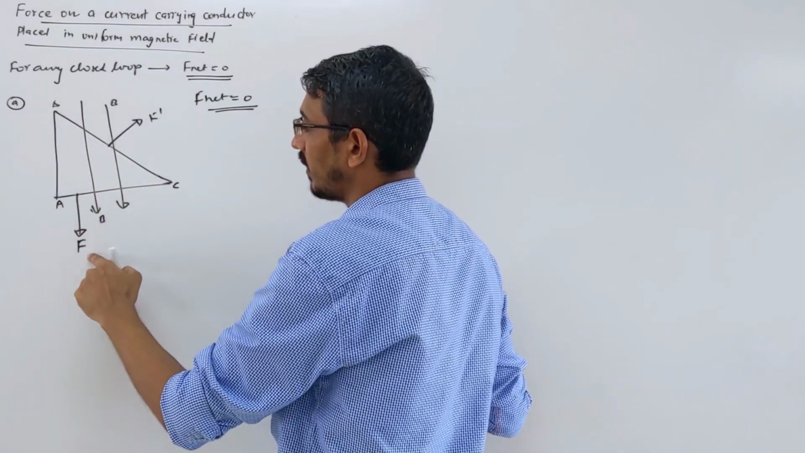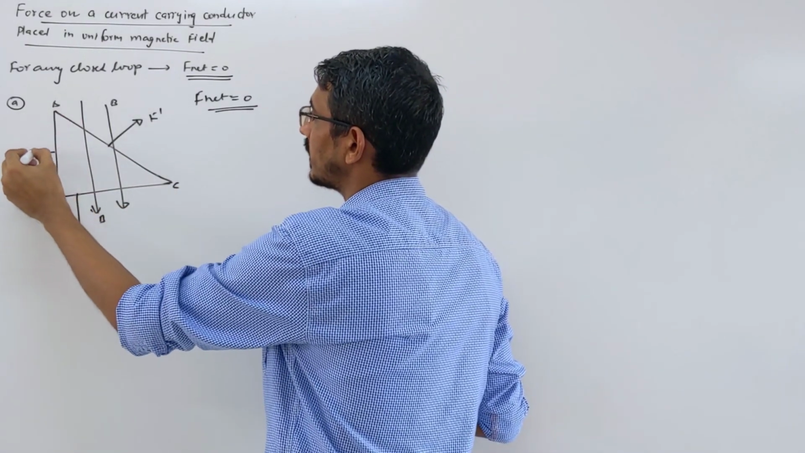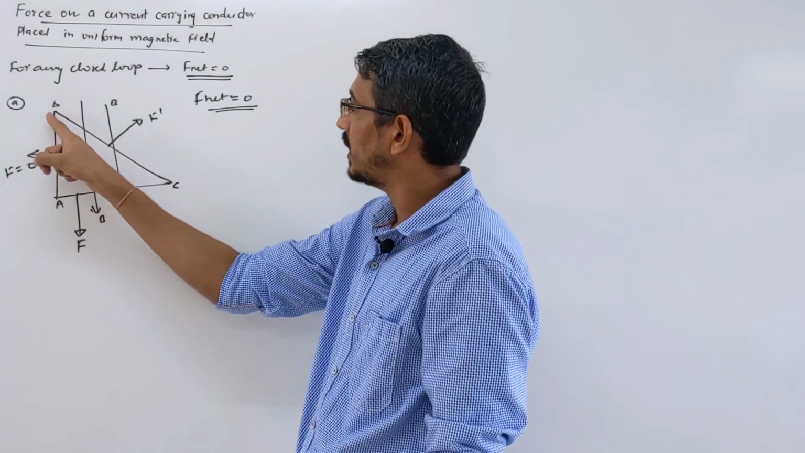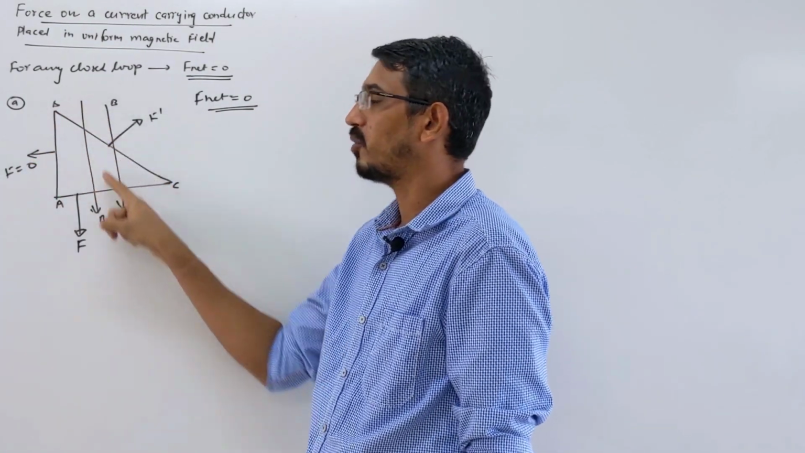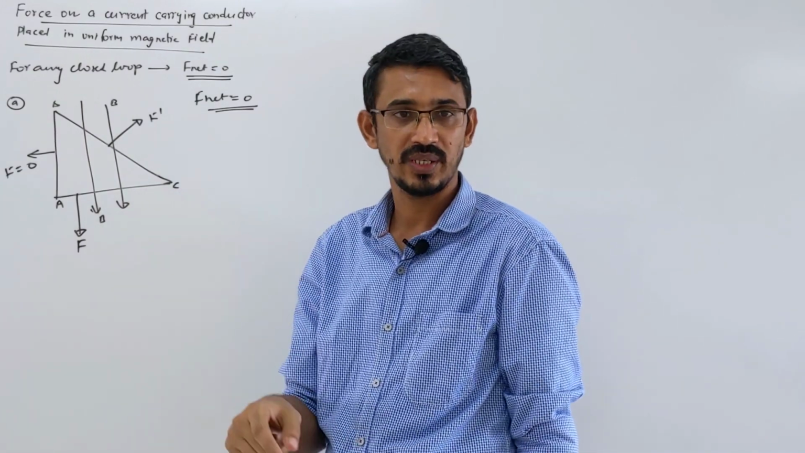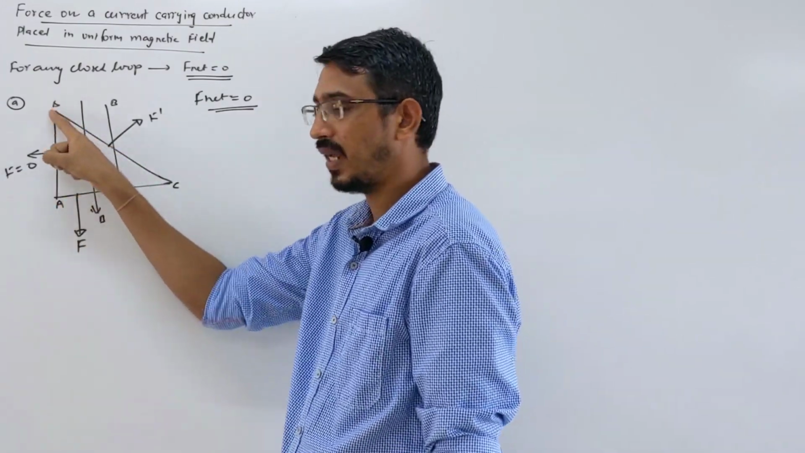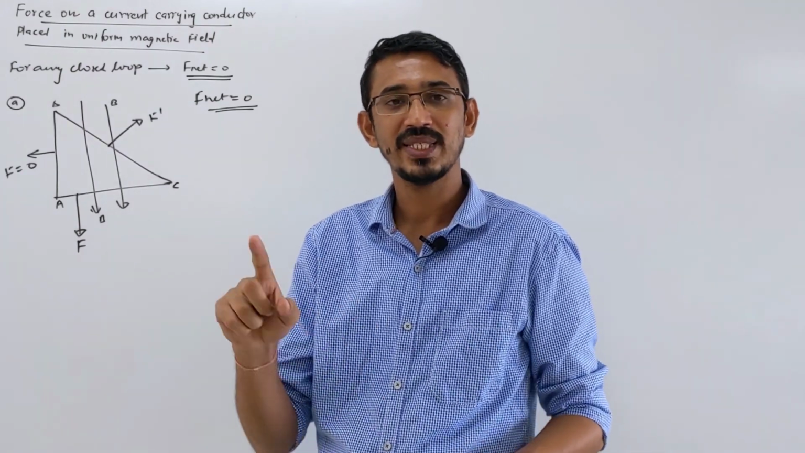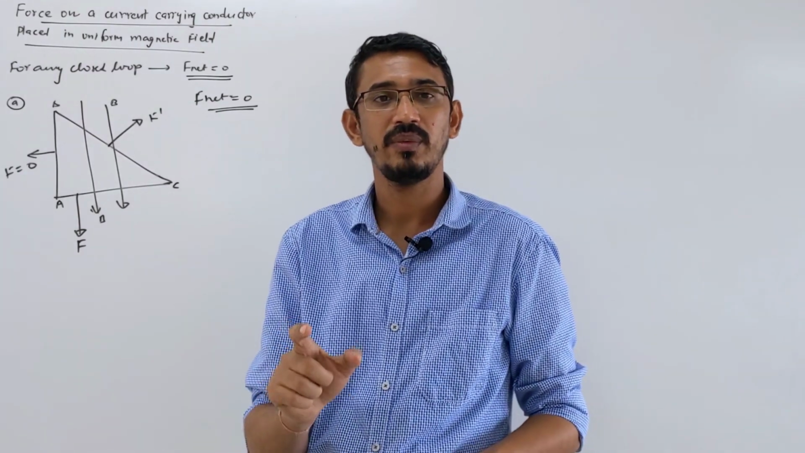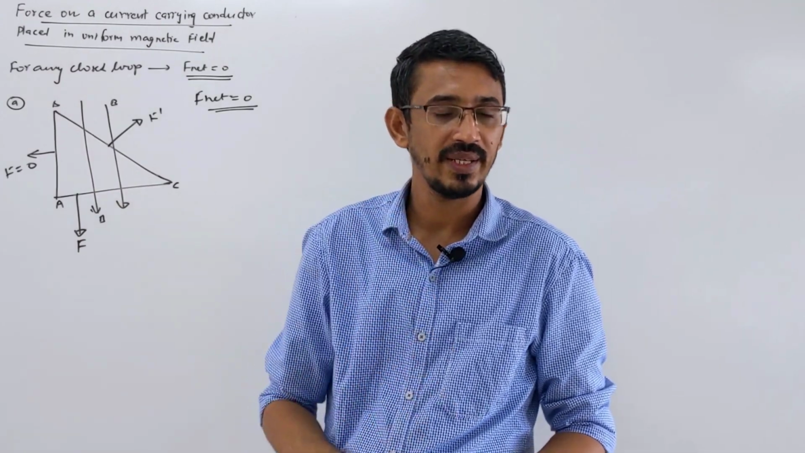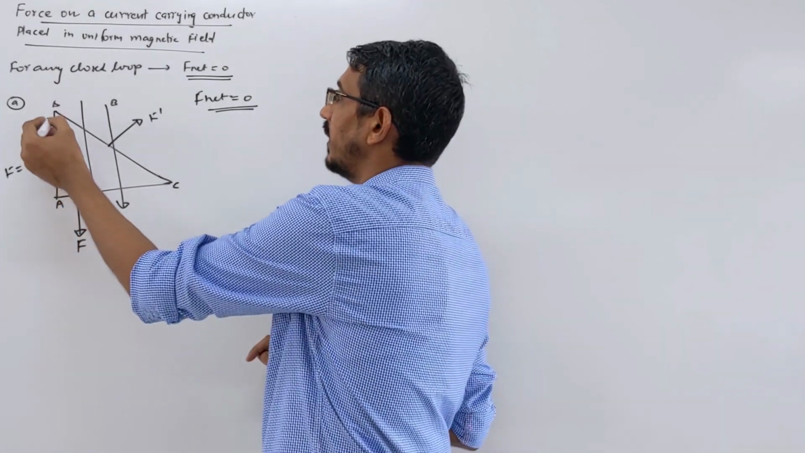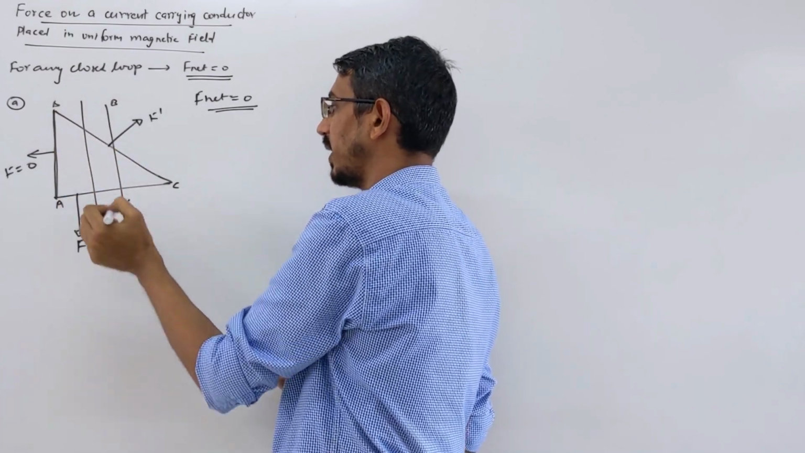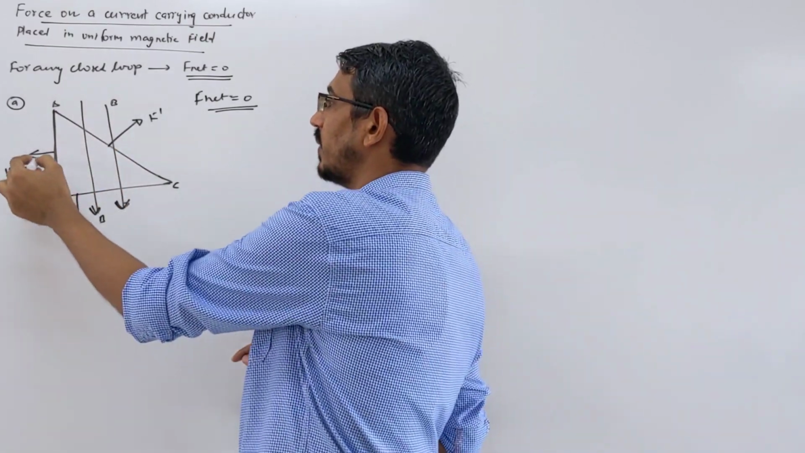This side is already given as F. What is the force on side AB? The answer is 0. Why? Because this wire is placed parallel to the magnetic field, so theta is 0 degrees. Force is ILB sin theta, where theta is the angle between the length and the magnetic field. So this wire AB is parallel to the direction of the magnetic field, and the force on this wire is 0.